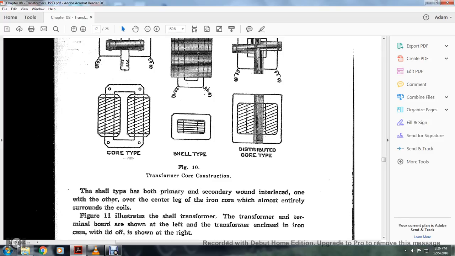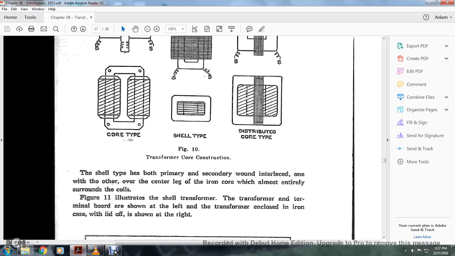In the shell type, the primary and secondary are interlaced with one another over the center leg of the iron core, which is almost entirely surrounded by the coils. Figure 11 shows the shell type transformer, with the transformer terminal board shown at the left, and the transformer enclosed in the iron case with the lid off shown at the right.